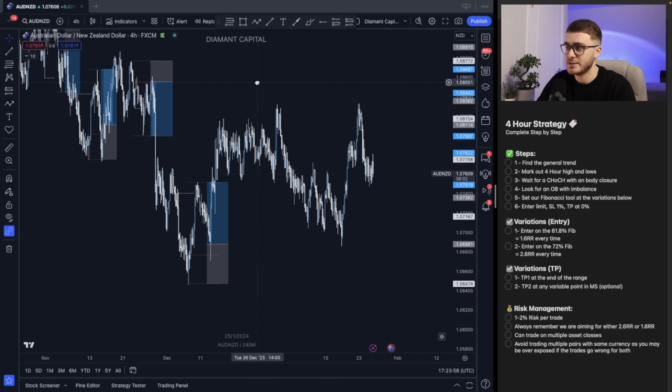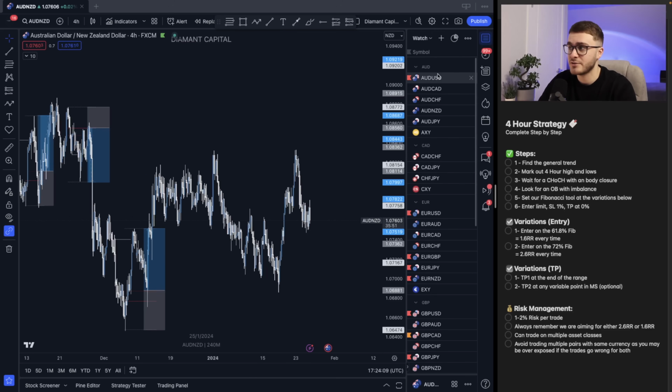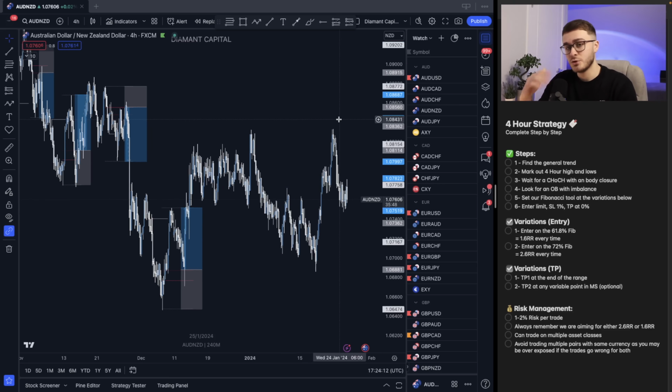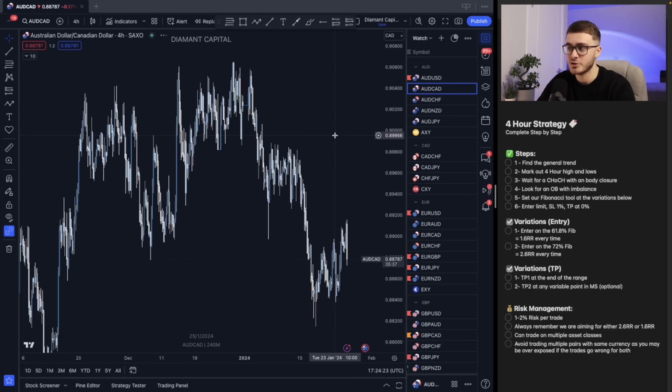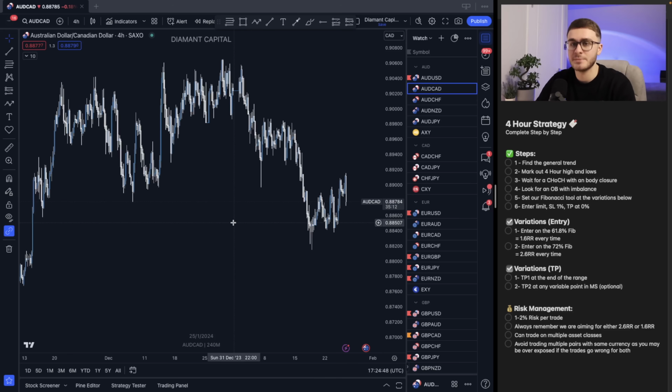When we are looking at AUD, NZD, for this type of approach, for this strategy, you can use any pair. When you are looking at your watch list, what I would generally advise is, if you do have the time, look at your complete watch list on a Sunday. Just go through the pairs and have a little look on the 4-hour chart. It's not going to be much work, just scanning through. You're just going to be looking on the 4-hour chart, zooming out, as you can see over here. Then you'd mark out your highs and lows, look at the change of character that's created, and then look for an order block with an imbalance, set our Fibonacci tool at the variations below. I would advise the 72%, and then you enter your limits. It's as simple as that.